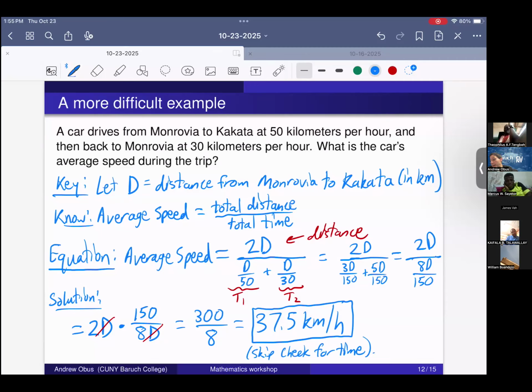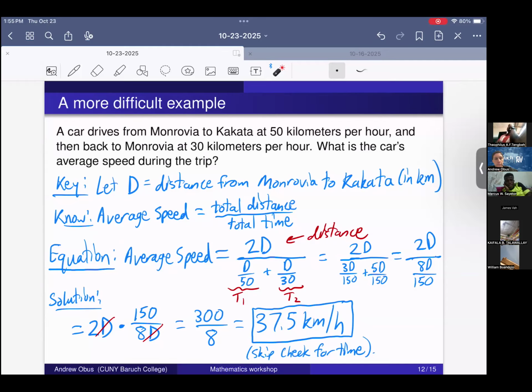So one thing to notice is that I don't need to know what the distance is from Monrovia to Kakata, right? I can look it up, but it doesn't matter, right? The d's cancel each other out. So it's good enough to just keep a variable d there that eventually gets canceled out. I think the distance is about 50 kilometers probably. I don't know exactly, maybe a little less than that. But in any case, I don't need to know that distance in order to answer this question.